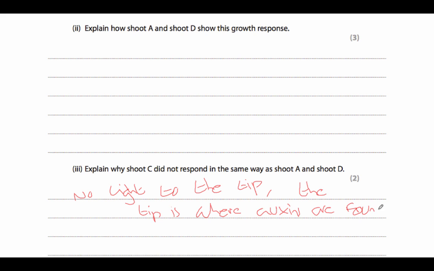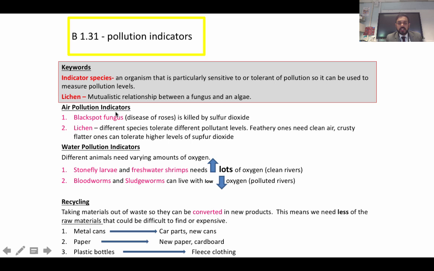Pollution indicators. Now this kind of also leads on to some stuff on eutrophication. Now you need to learn these indicators. So air pollution indicators. Black spot fungus basically is killed by sulfur dioxide. So it's an indicator of sulfur dioxide. Lichen is a different species that tolerate different pollutant levels. Feathery ones need clean air. Crusty, flatter ones tolerate high levels of sulfur dioxide. But in general, lichen indicates that the air is clean.